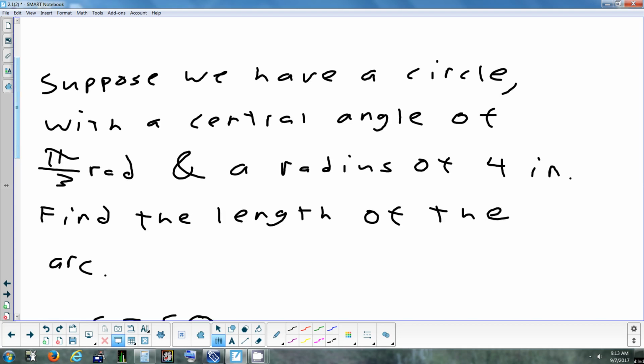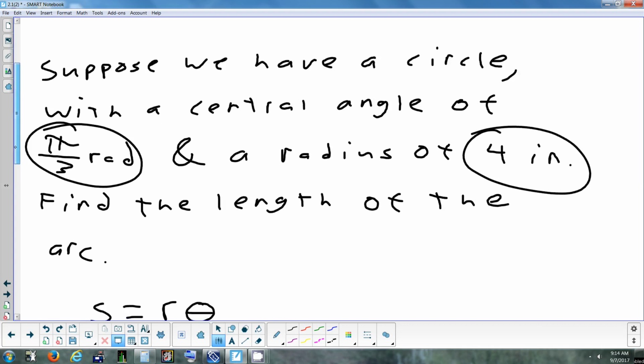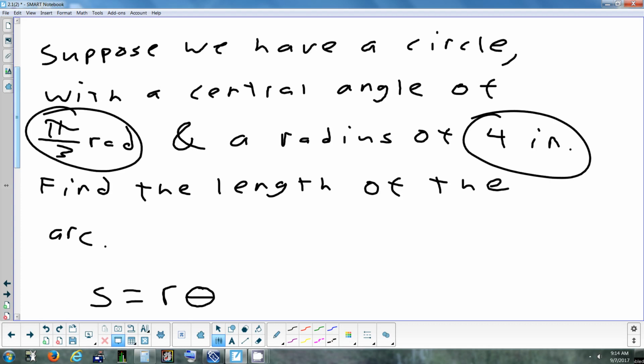Okay, so there's 2 things we have to fill in for. We've got pi over 3 and 4 inches. There's my formula. S equals r theta. All right, so Becca, out of the 2 things I circled, can you tell me what letter you would plug them in for? Not sure? 4 inches is r, the radius, and pi over 3 is the theta.